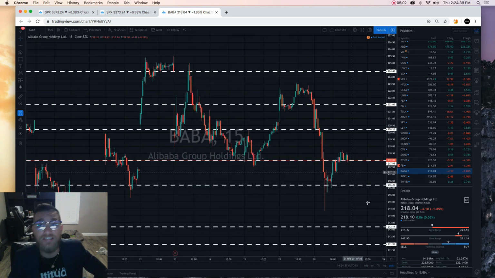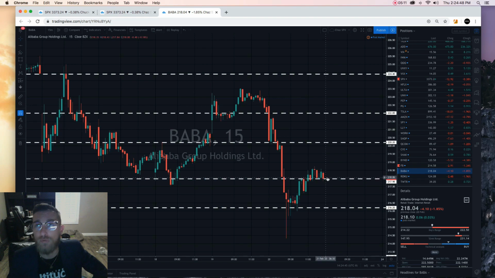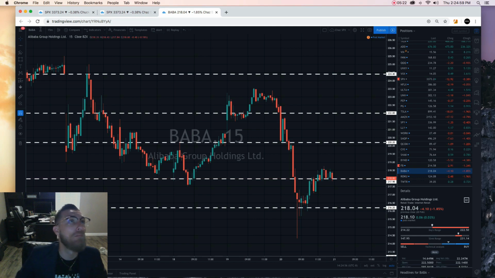If we lose 216, it opens us up down to 214, and that would be an actual flag break all the way down to the 214 level. So 218 is my pivot on BBBY. As long as we hold that, we look good for higher, up to 220. If we lose 218, we'll test the bottom of this flag at 216. If we lose that, then I think we see 214. That's what I see on BBBY.